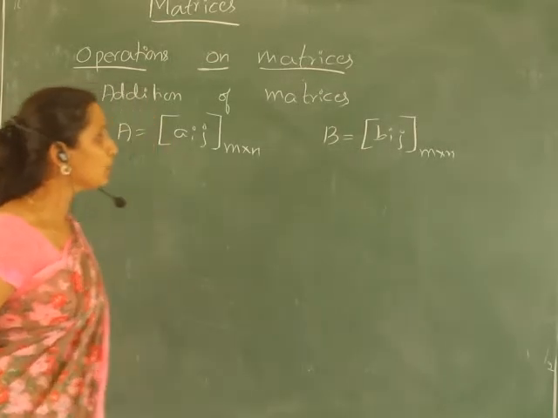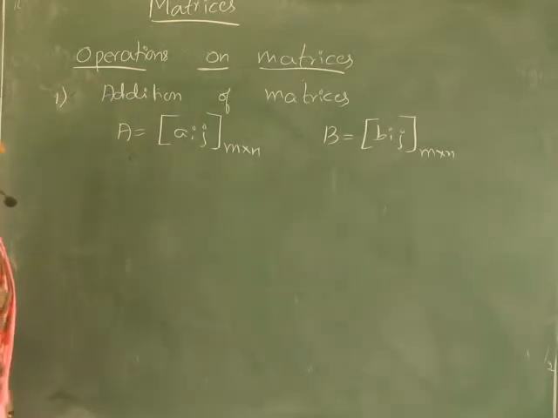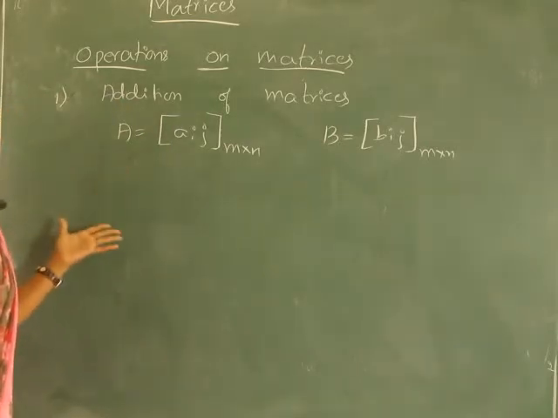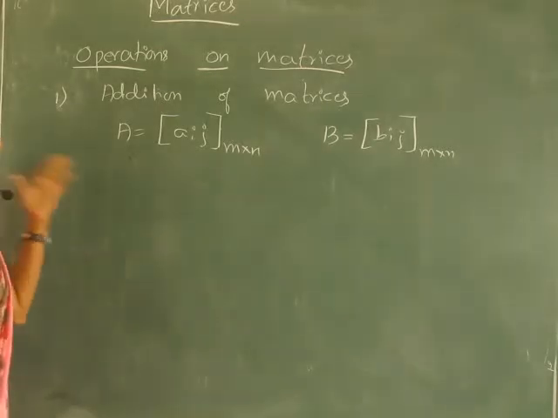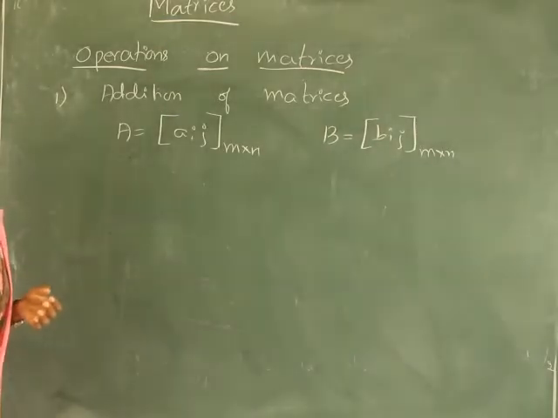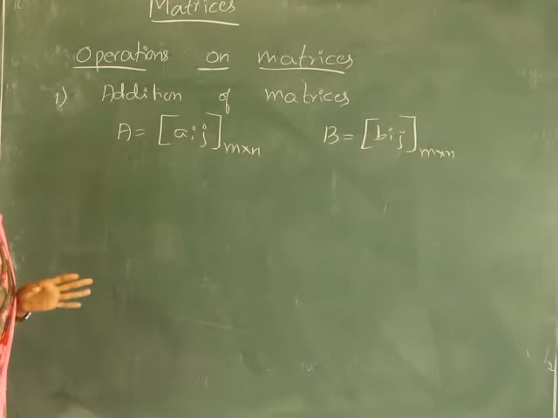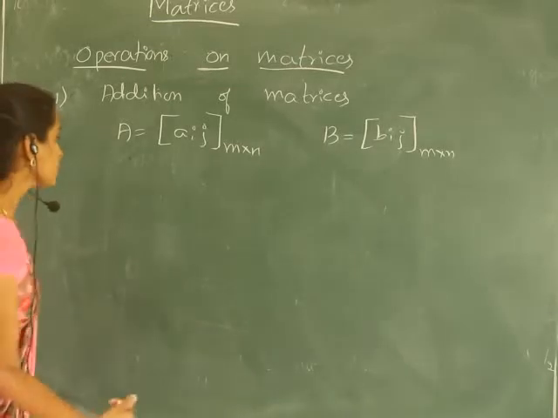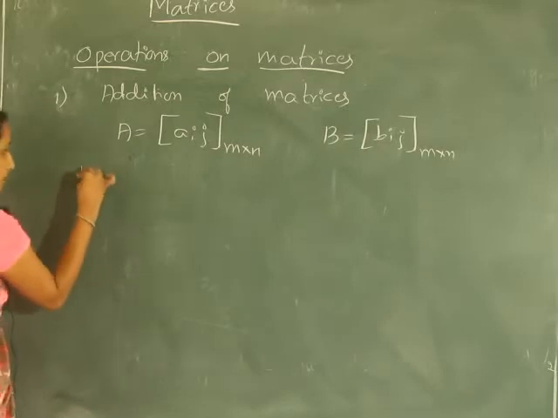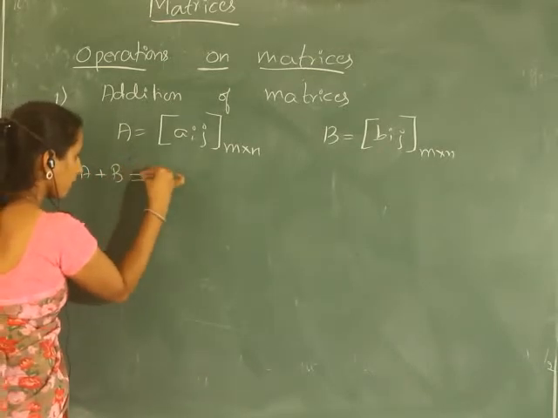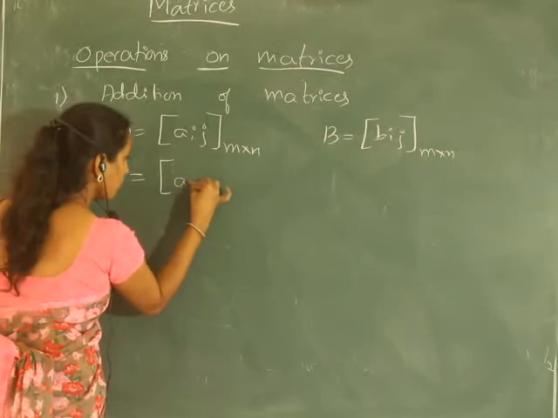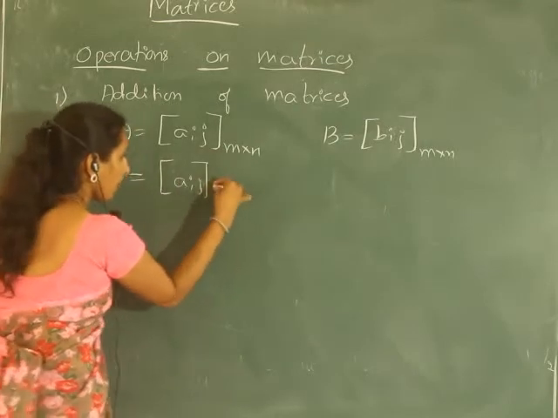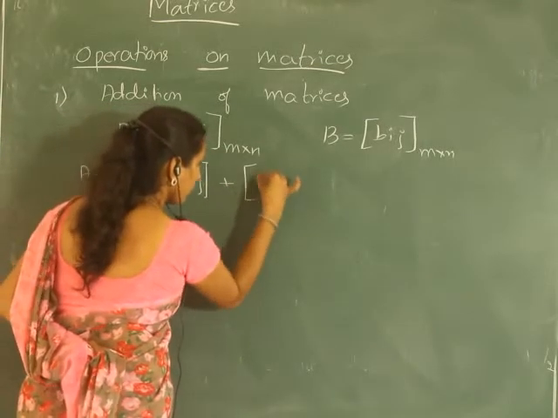So what about the new matrix we get when we add these two? When we add two matrices of the same order, we get a matrix of the same order. If both are of order m by n, then the new matrix is also of order m by n. So we can write A plus B is the matrix of Aij plus Bij.